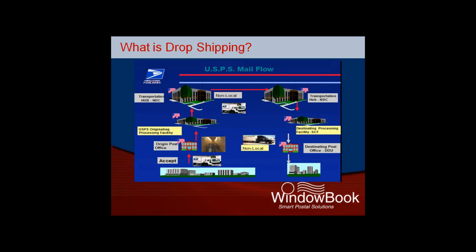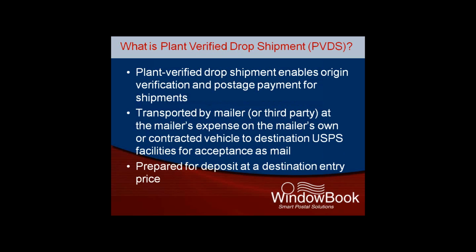Dropshipping bypasses a number of these steps by means of the mailer transporting the mail from the origin facility directly to the destination NDC, SCF, ADC, or even the final DDU. Bypassing these steps saves work, time, and money for the Postal Service, which they share with mailers in the form of dropship and zone skipping discounts. Mailers may transport the mail themselves or contract with third-party consolidators or logistics providers to transport the mail.